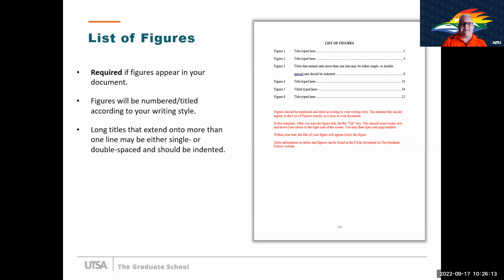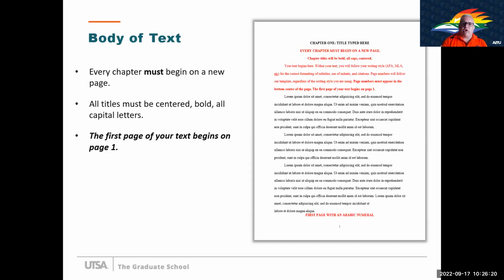List of figures is formatted exactly the same, so I'm not going to go into any more detail about the list of figures. So your body of text obviously starts next. The titles of your chapters are all going to be formatted similarly, where it's going to be in all caps. You're going to have chapter 1, colon, and then the title of the chapter.